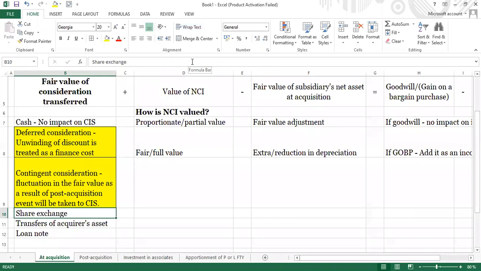The next one is share exchange. That means I want to buy a subsidiary, I don't have cash to pay, but I issue shares to the owners of that subsidiary. I use shares to pay for it. When you revise what you learned, share exchange mostly affects your share capital and your share premium. So most times you'll find that share exchange has no impact on the income statement as a component of the financial statements.